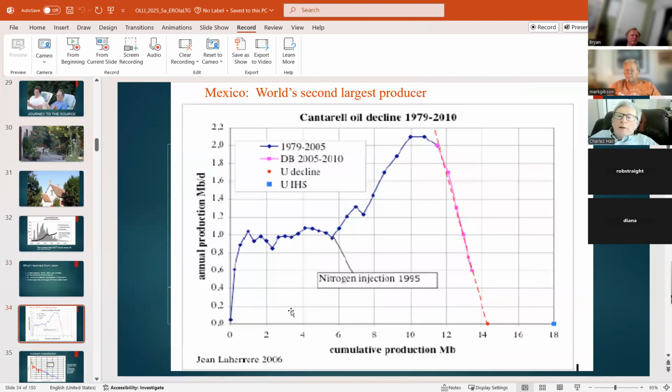This is pretty amazing. So here's Cantarell. It was the second largest oil field in the world, in Mexico. And they tried to get more and more oil out of it by injecting nitrogen. And they did for a while, but that caused it to crash very, very rapidly.